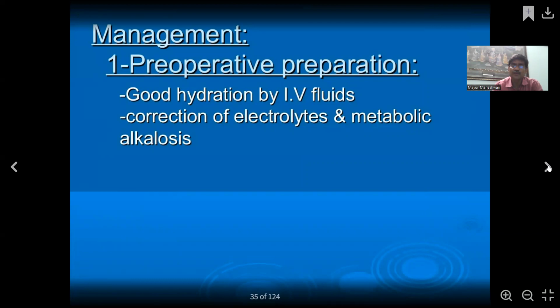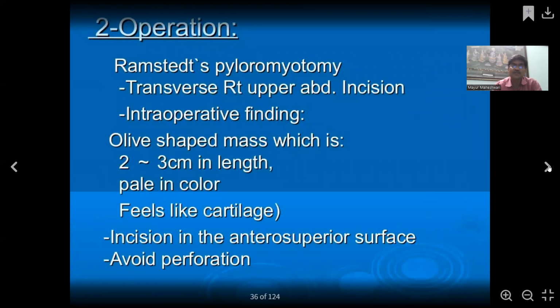Management includes preoperative preparation, which is very important. You have to maintain the hydration of the patient by IV fluids, and correction of electrolytes and metabolic alkalosis is very important before taking the patient to the OT. The standard operation is Ramstedt pyloromyotomy, which is done through a transverse right upper abdominal incision.